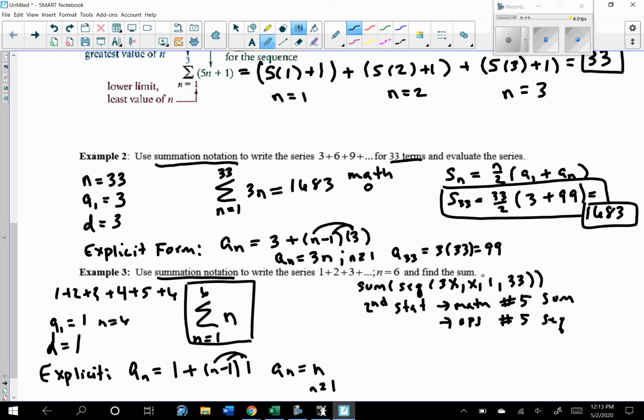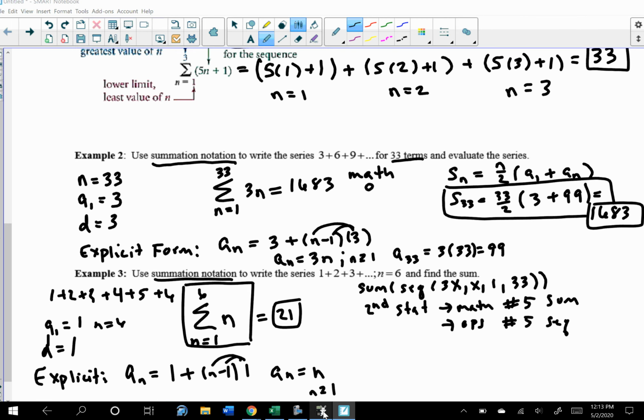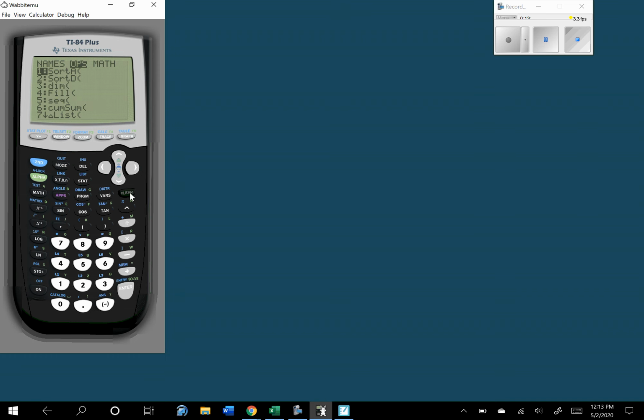And then it asks to also find the sum. So the sum of this would be equal to 21. Again, it's easy just to add those values up. You could also, of course, use your calculator if you wanted to. So if I go to my calculator again, I could go to math and use that summation notation. So we have x from 1 to 6. And then, of course, x goes here and enter. And again, you get 21 as well.